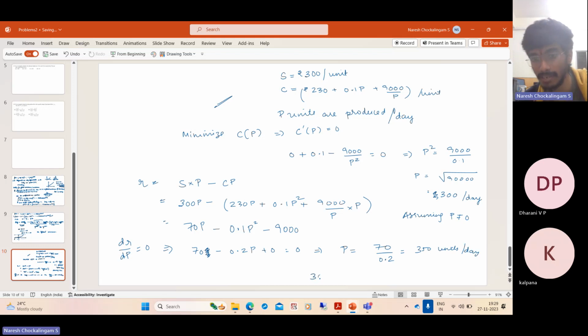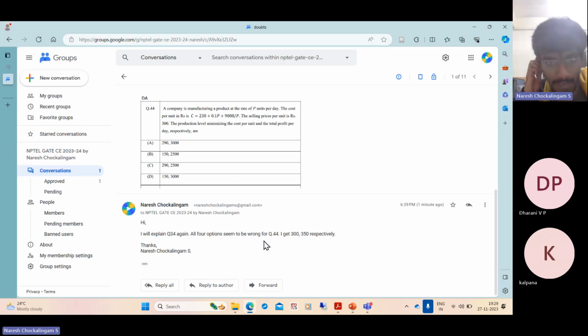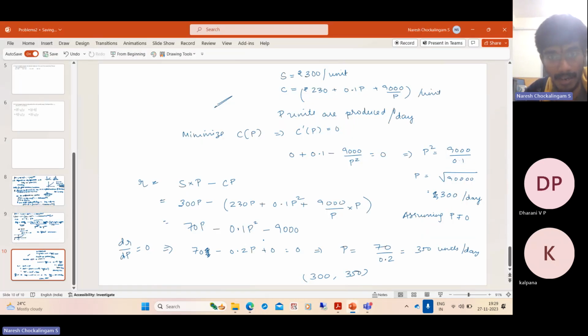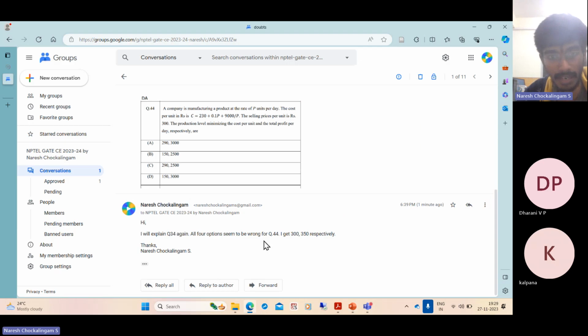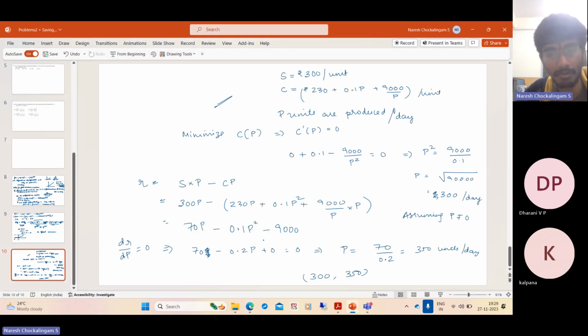So the correct option in their format is something like 300 and 350, but we don't have it in the options. Probably something is wrong in the options, but I feel there is no confusion here. Based on the given data, this is the only way this problem can be solved. Did you attempt, and did you get the same answers?